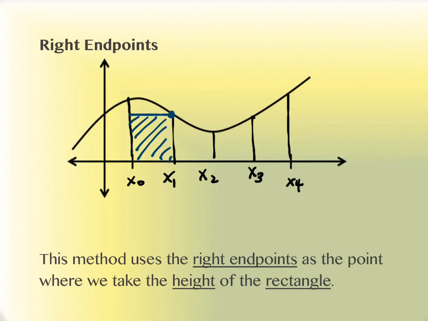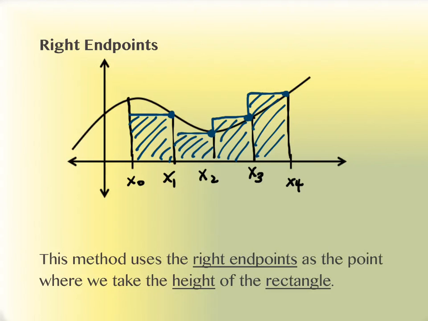And then between x1 and x2, I'd use the height at x2. Between x2 and x3, I'd use the height at x3. And between x3 and x4, I'd use the height at x4. So I get this image. Now, this is a kind of symmetric curve that I've used, so it looks like I'm going to get about the same amount of overage as I have underage from the last example. I'm not too concerned about that.